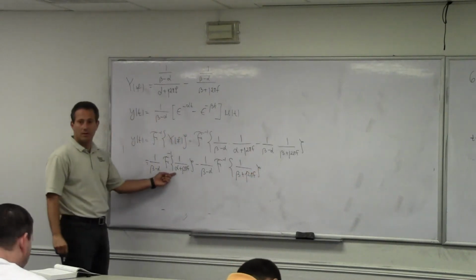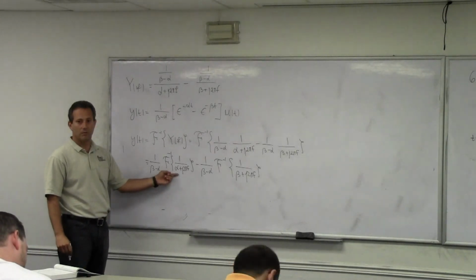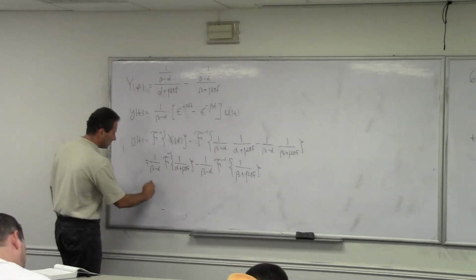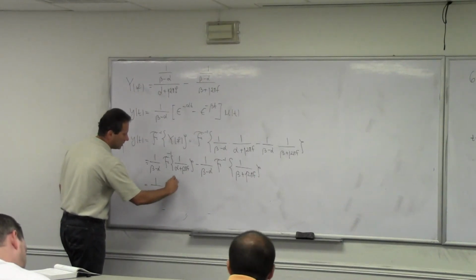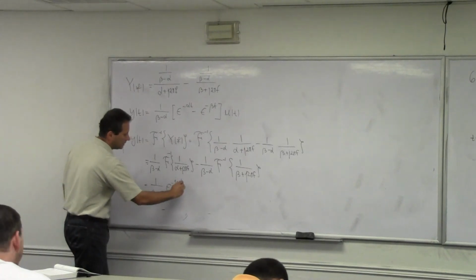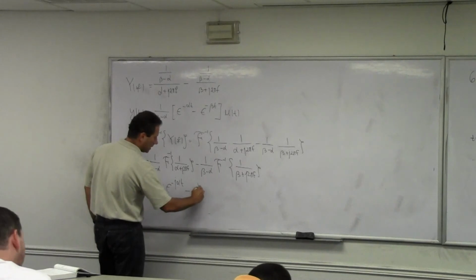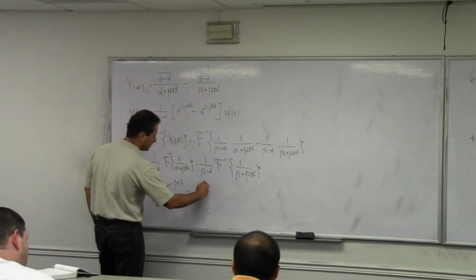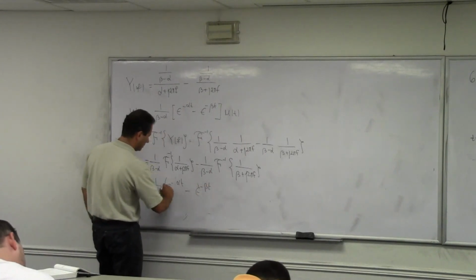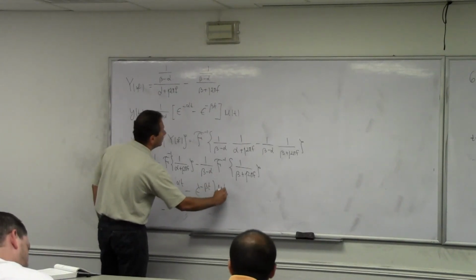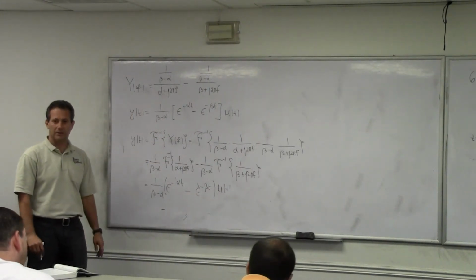Now, this is a table entry. In Table 2.1 you have this, and it gives 1 over beta minus alpha times e to the minus alpha t, minus e to the minus beta t. So these are the steps that I skipped.